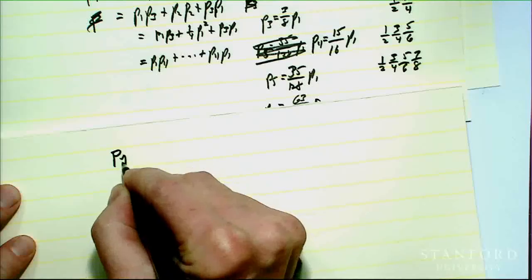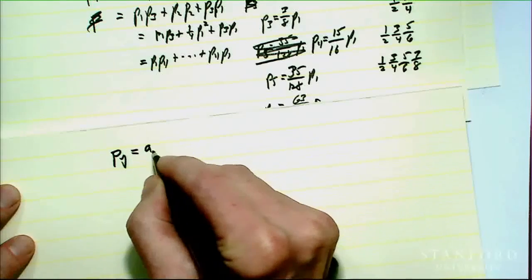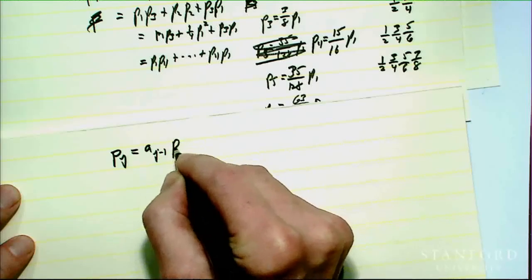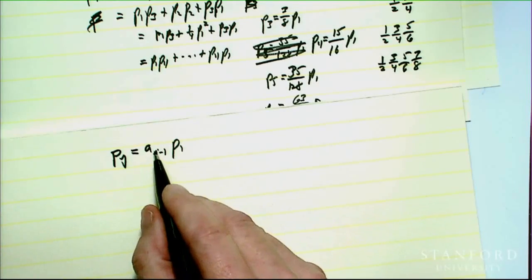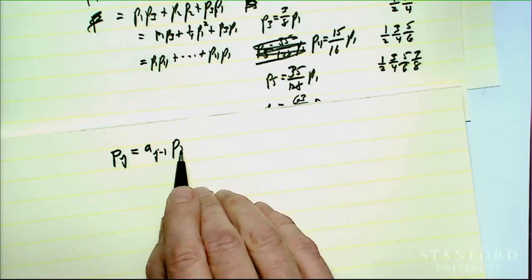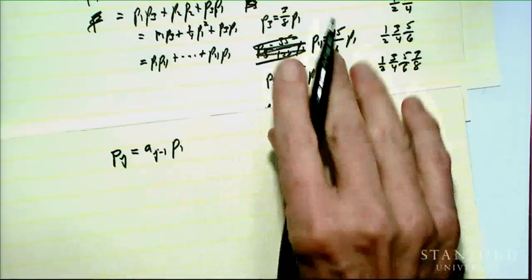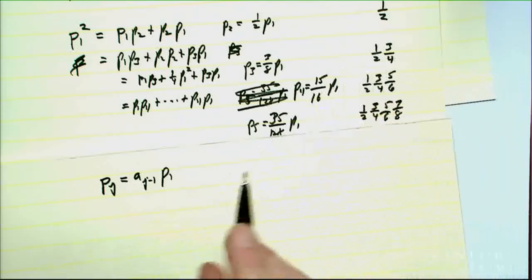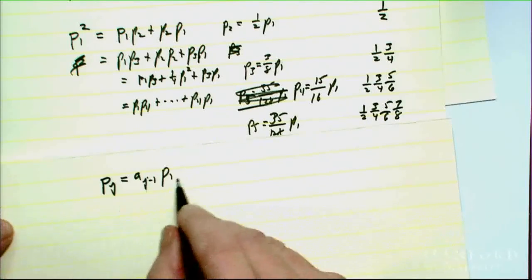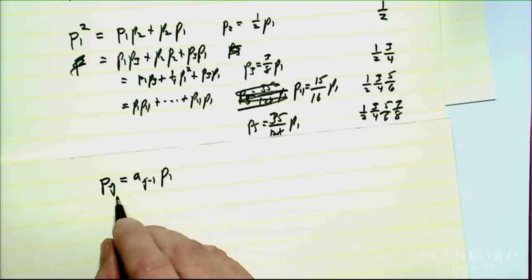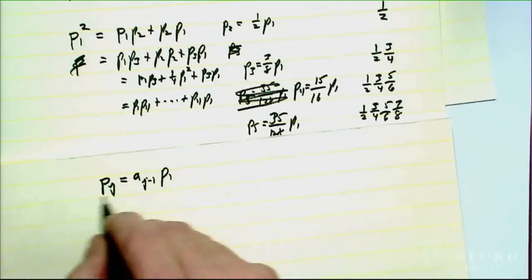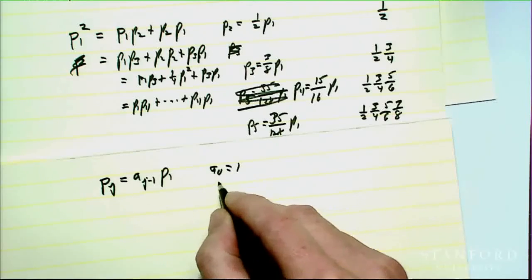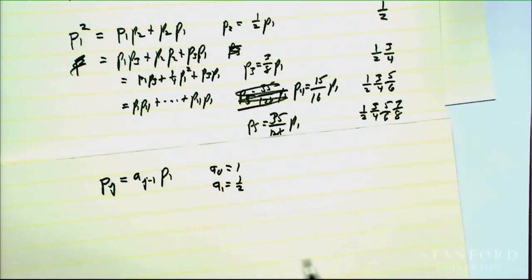So what I'm going to do now is say Pj equals Aj minus 1 times P1. I'm not going to call it Aj times P1 because the formula for P2 had 1 term in it, and the formula for P3 had 2 terms in it. So there's j minus 1 terms in the thing. I'm going to try to see what this is. A0 was equal to 1, and A1 was equal to 1/2, and so on. Then we had 3/8.